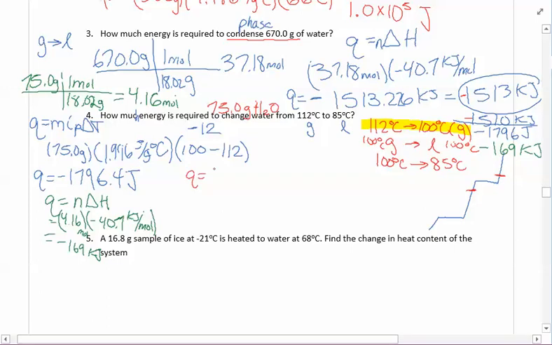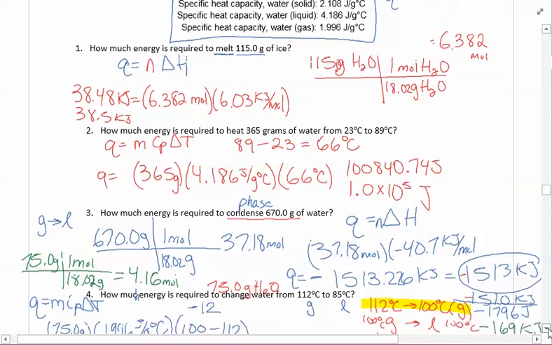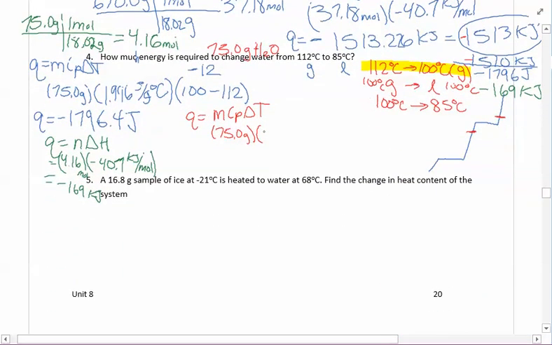It's, again, Q is equal to mCp delta T. We have our m is 75.0 grams. We'll get our specific heat from the table above, which is the water's liquid specific heat capacity, 4.816 joules per gram degree Celsius, times the change in temperature. So we're going to take 85 minus 100. It's always final minus initial, which this would be negative 15. So we can now calculate Q for this.